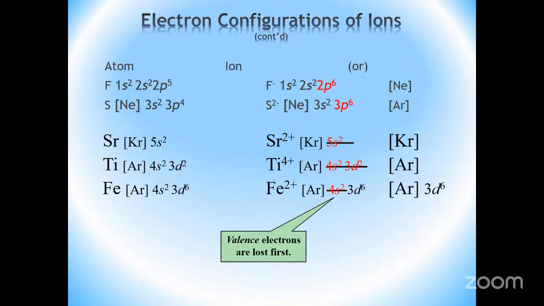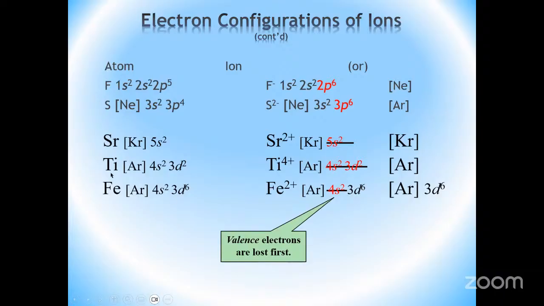Now, when it comes to the formation of cations, here are some examples. In the case of strontium, this is the abbreviated electron configuration of strontium. To get from strontium to strontium 2+, you have to remove 2 electrons, and those 2 electrons will be removed from the 5s subshell, right? So when that 5s subshell loses those 2 electrons, that subshell disappears. Therefore, the electron configuration of strontium 2+ would be the same as krypton, right?